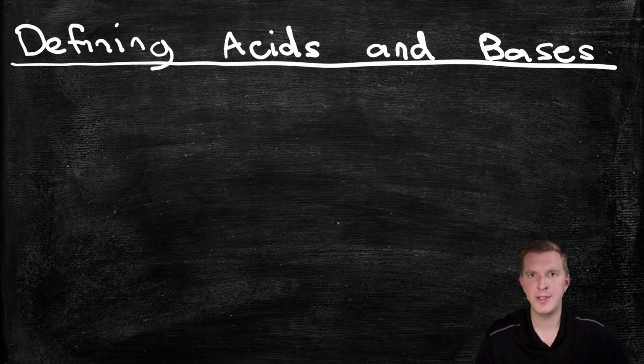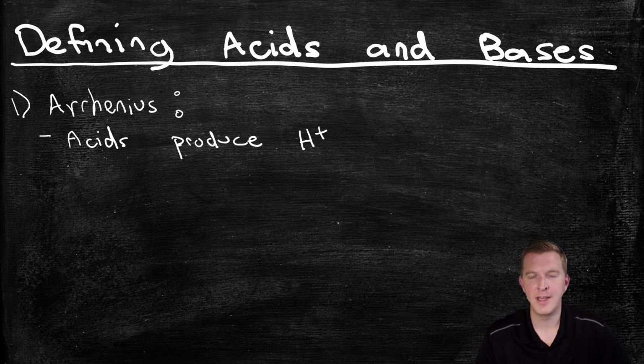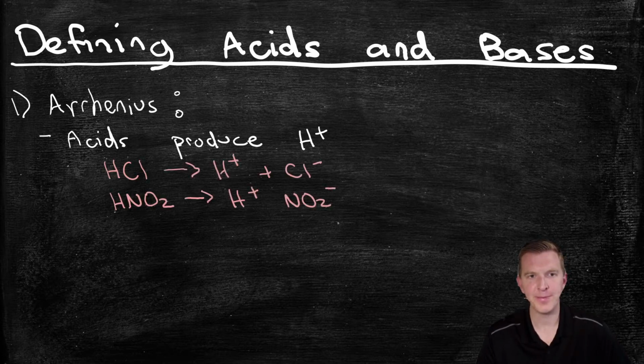So there's three different ways you can define acids and bases. The first one is the Arrhenius acid and base. Now what Arrhenius said is that acids produce H+. So when you put an acid into water, it's going to produce H+ ions. And so a perfect example of an Arrhenius acid is something like hydrochloric acid, because when you put that into water, it's going to completely dissociate into H+ and Cl-. Another great example of an Arrhenius acid would be nitric acid. Now this is going to dissociate into H+ and the nitrate ion.